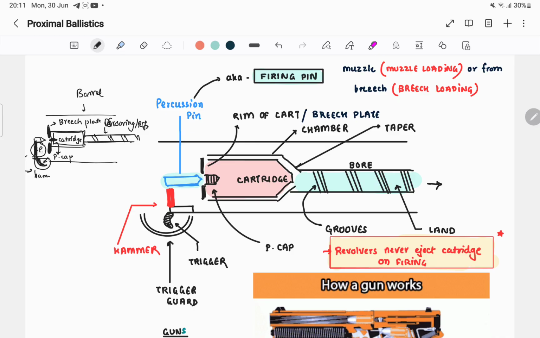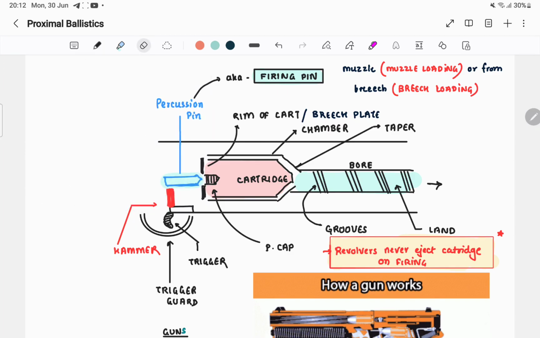So whenever you press the trigger, this hammer moves up and strikes the percussion pin. It basically strikes the primer end of the bullet. There is a primer end of the bullet. Due to the blast, there is a force, and these groovings basically increase the speed of the bullet. So in short, this is the working of the gun.